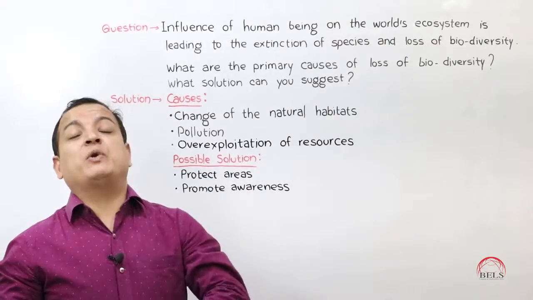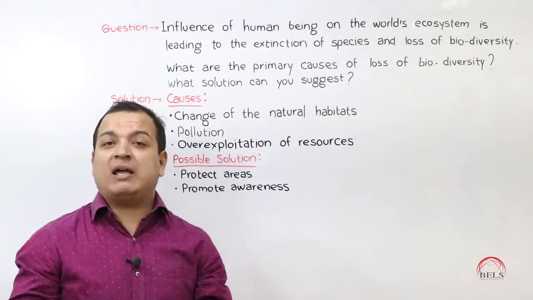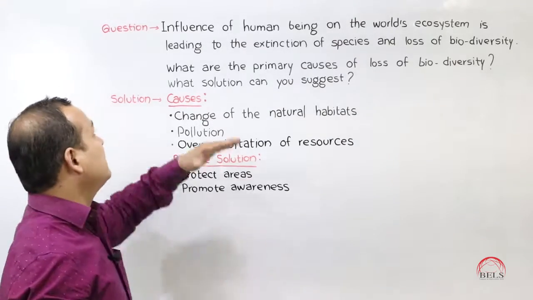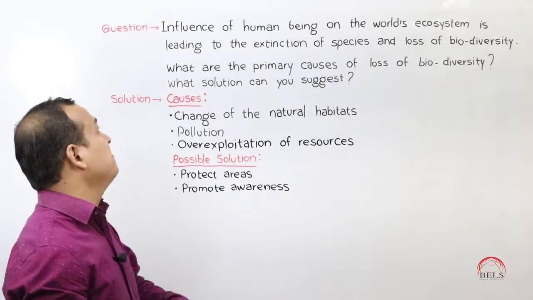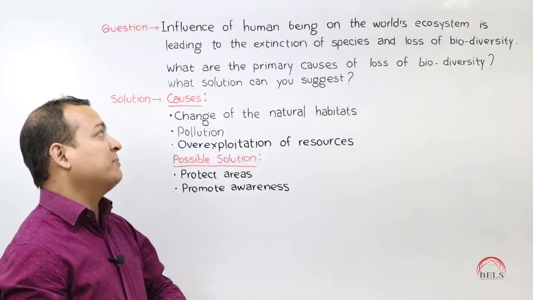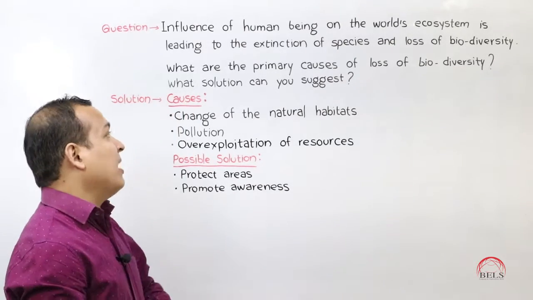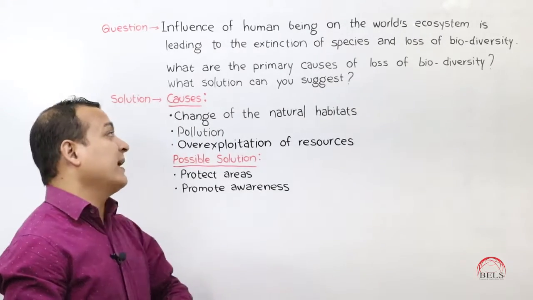As per this structure, we have discussed the cause and solution before. I am going to explain that structure in detail. Now we have one question here, that is, the influence of human beings on the world's ecosystem is leading to the extinction of species and loss of biodiversity. What are the primary causes of loss of biodiversity and what solutions can you suggest?